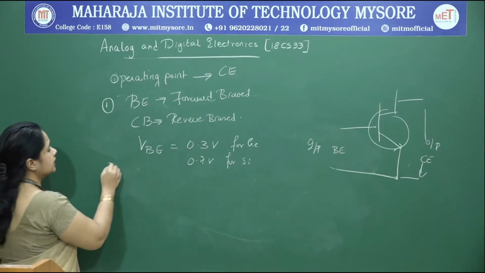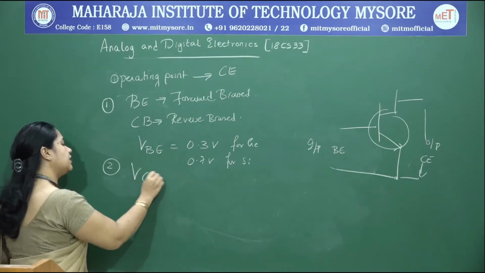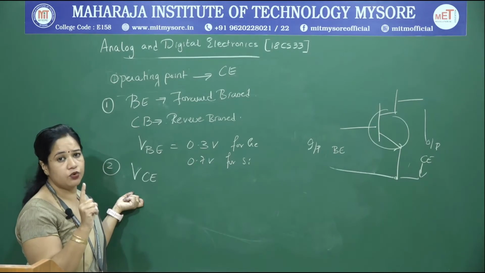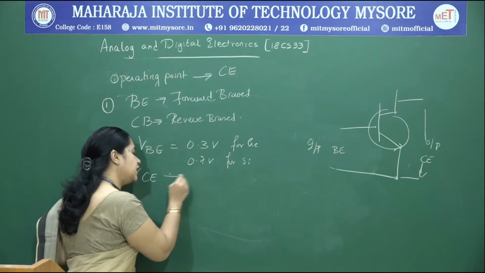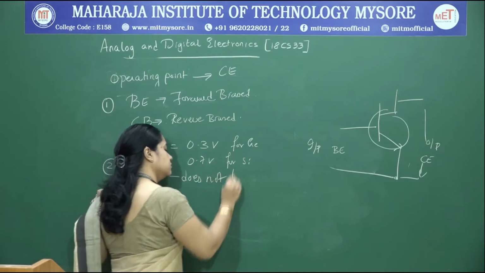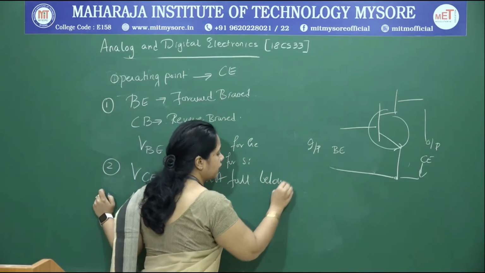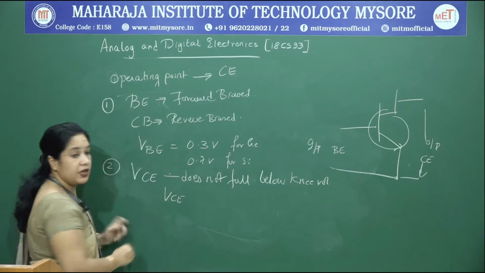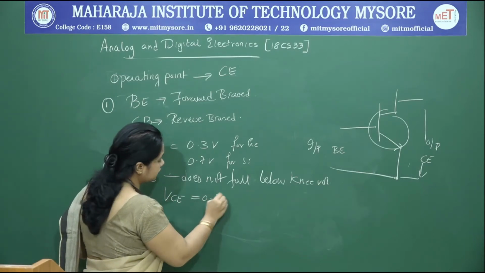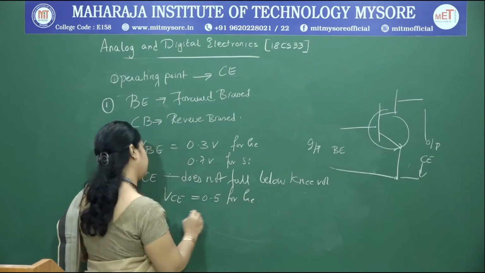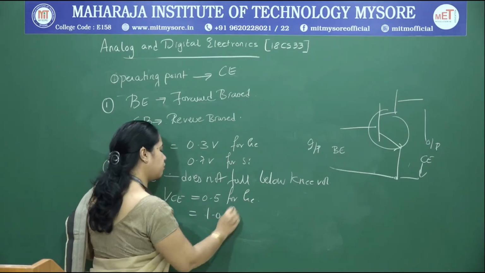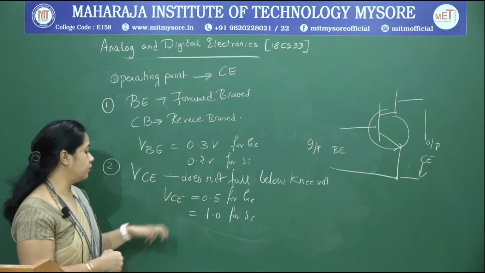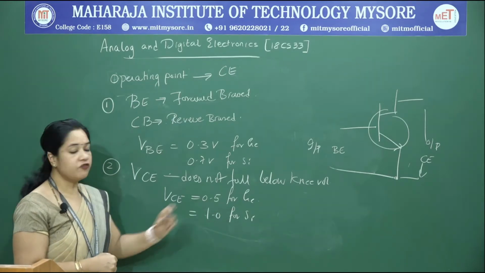And the second one is that, for saturation, the collector emitter voltage should not fall below the knee voltage. So you should ensure VCE does not fall below what is called the knee voltage. For your germanium transistors it is 0.5 volts and for your silicon transistors it is 1 volt. So you should see to it that your collector emitter voltage does not fall below the knee voltage: 0.5 for germanium and 1 for silicon.